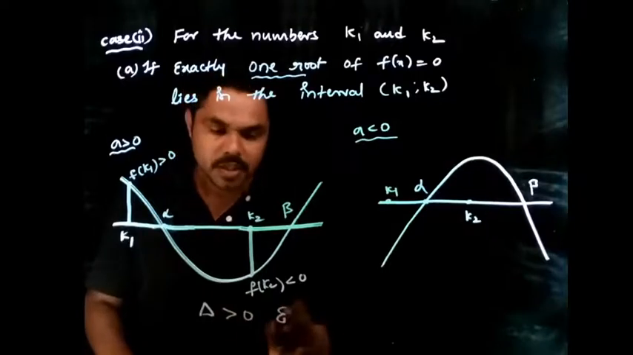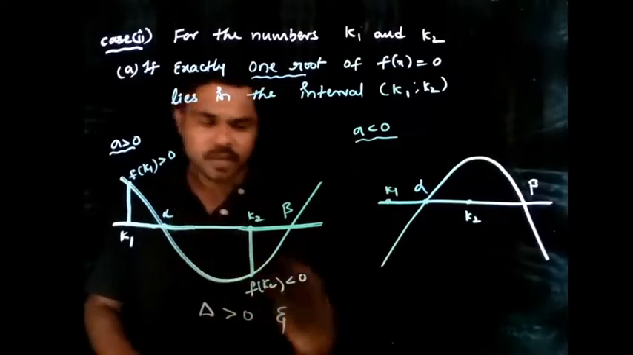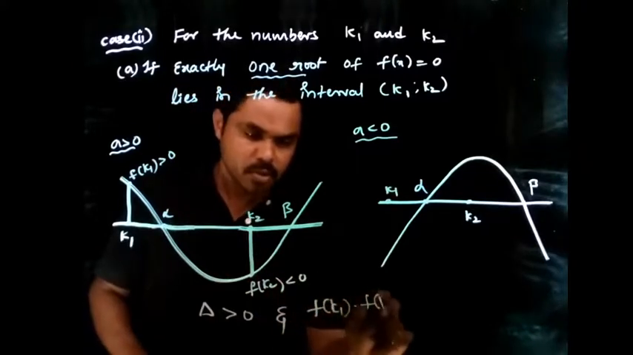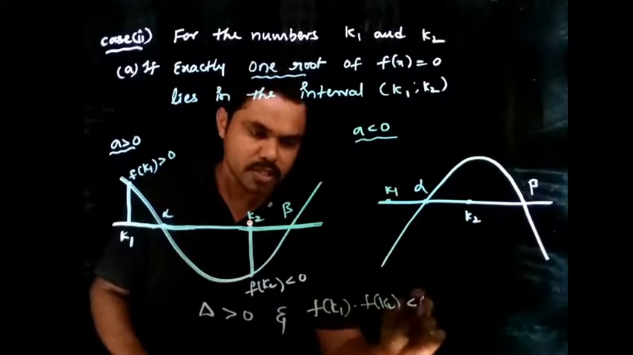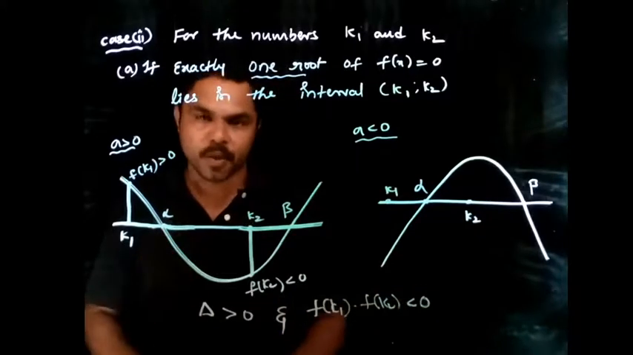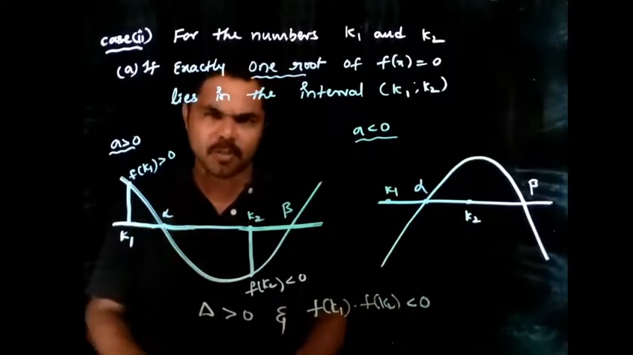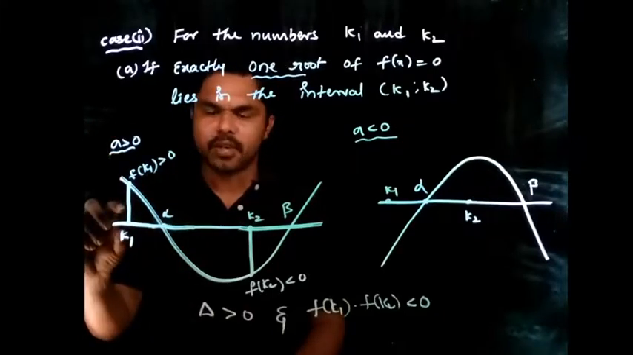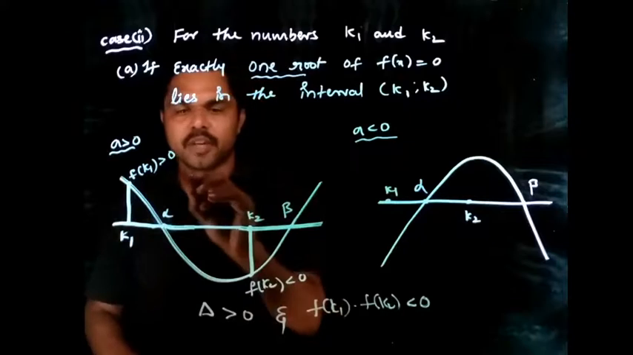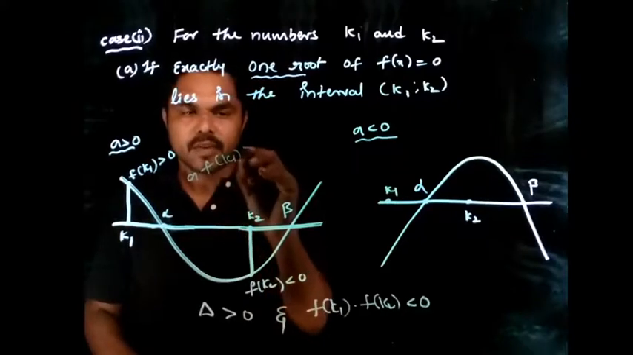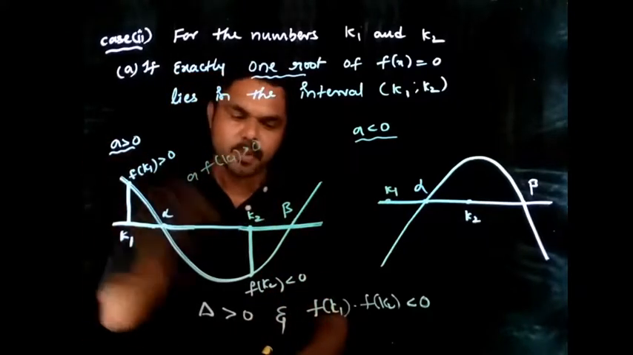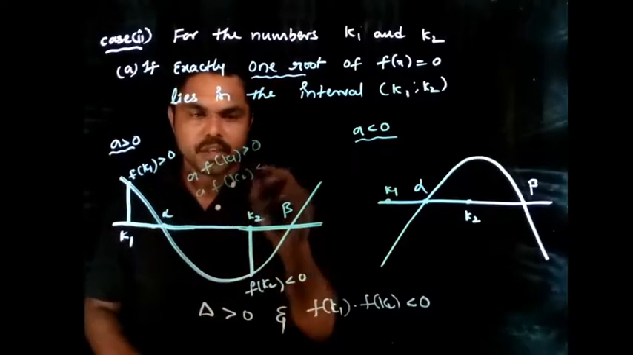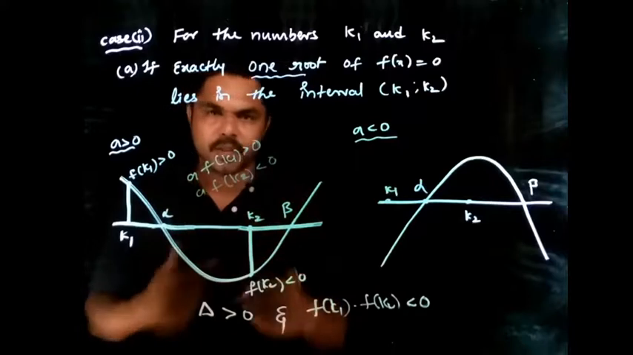And this property is f of k1 is positive, and f of k2 is negative, positive into negative is always negative. These two are important points, and we can generate other properties also. For example, a is positive, f of k1 is positive, so a into f of k1 is positive. A is positive, f of k2 is negative, so a into f of k2 is negative. So these are the properties.